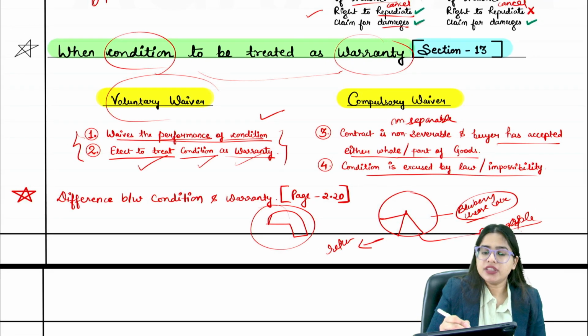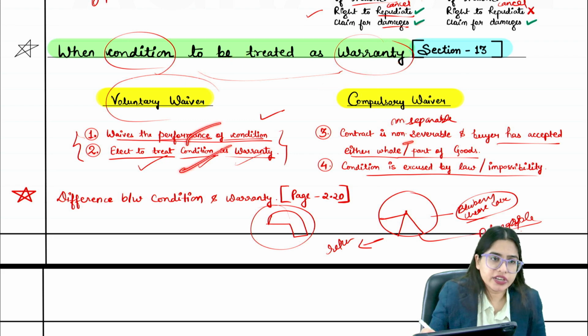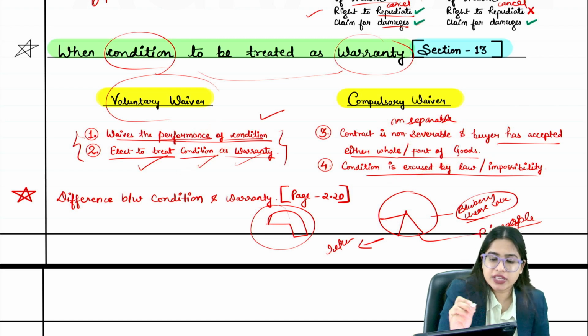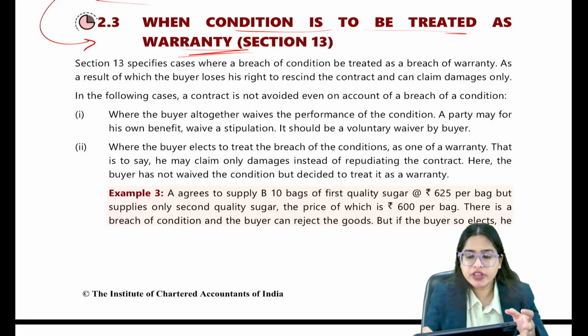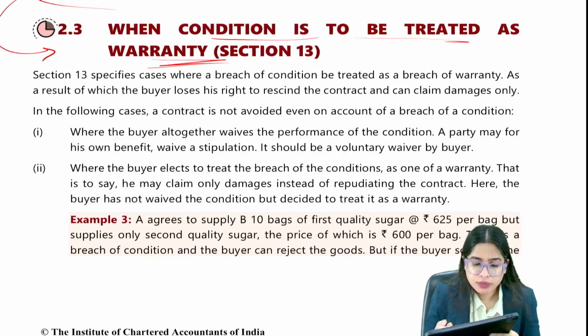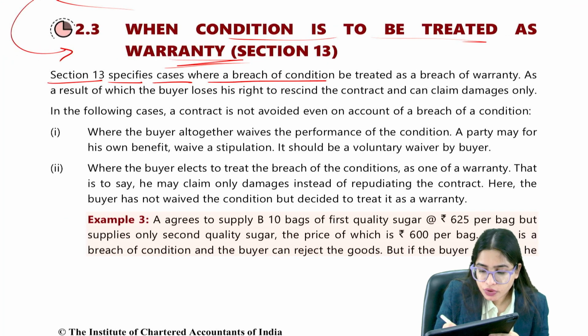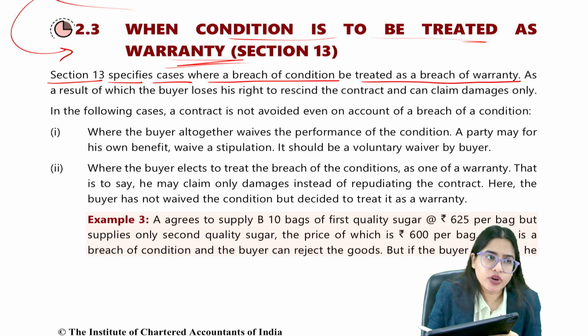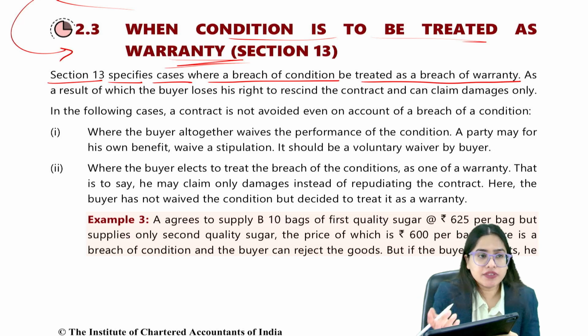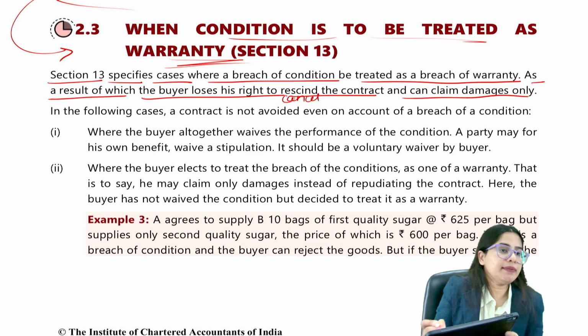Okay, so we have done this case, section number 13, where breach of condition will be treated as a breach of warranty. 2 voluntary waiver cases are there, and 2 compulsory waiver cases are there. Let's read it from the material very quickly. When is a condition to be treated as warranty? If you come here, section number 13 specifies cases where breach of condition is to be treated as breach of warranty. 4 cases are given where breach of condition will be treated as breach of warranty, as a result of which the buyer loses his right to rescind the contract. Rescind means cancel the contract, and he can claim damages only.